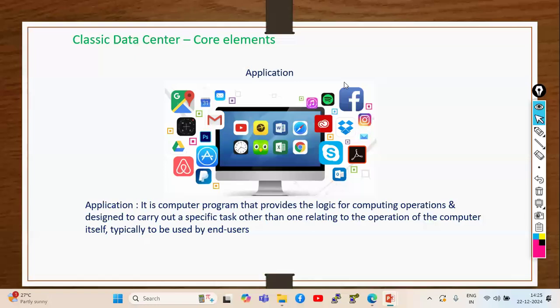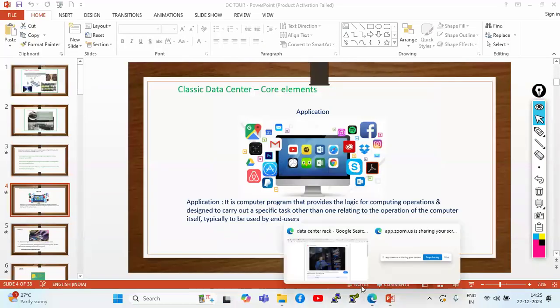Guys, please speak out, because I'm presenting my screen full screen, so I can't see who is there or not. Is it clear? Hello, is anyone there?